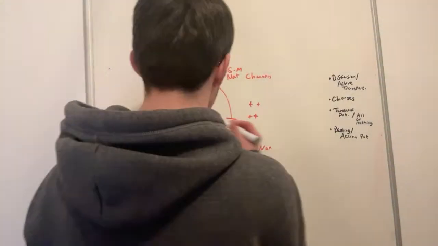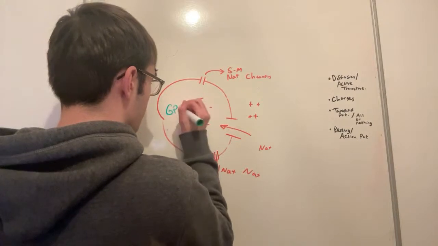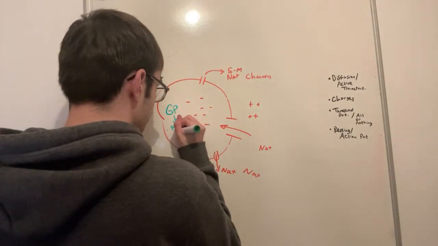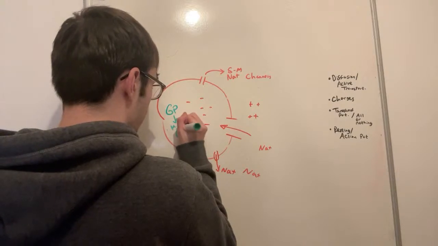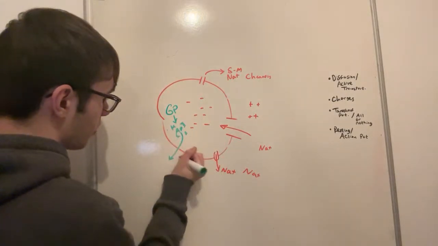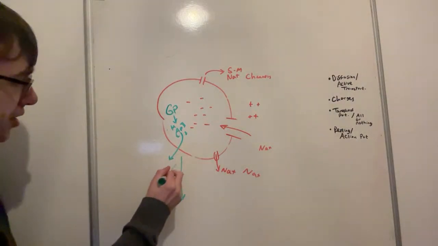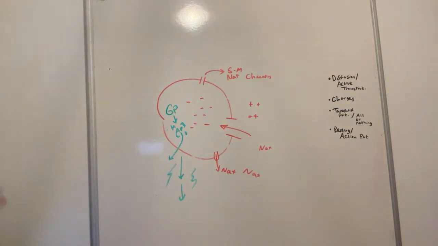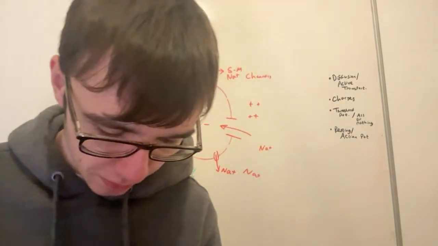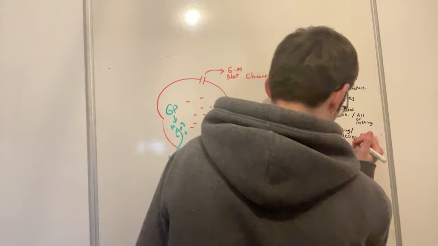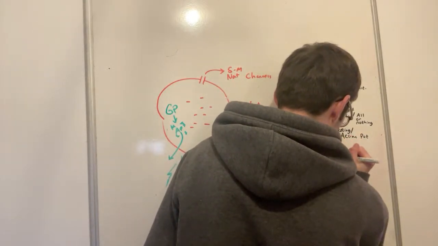So, this creates a generator potential, which, if it's large enough, will create an action potential, which will obviously travel down the axon as an electrical impulse. So, now we can add some more words to our little bank that we've been working on. First word to the bank is going to be generator potential.